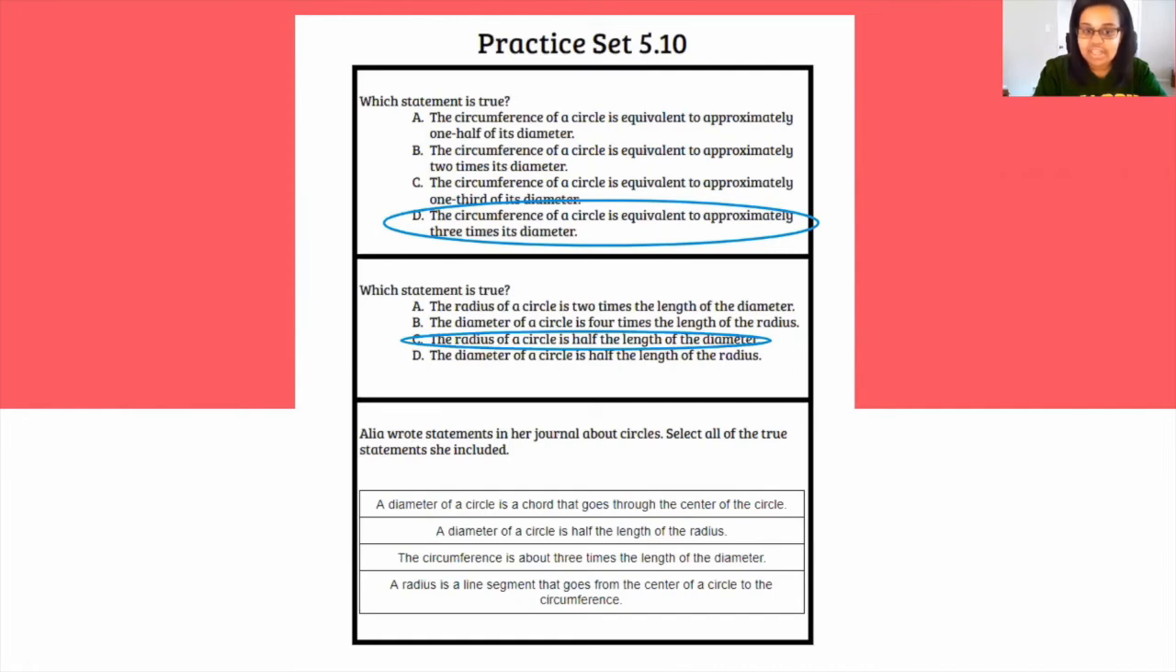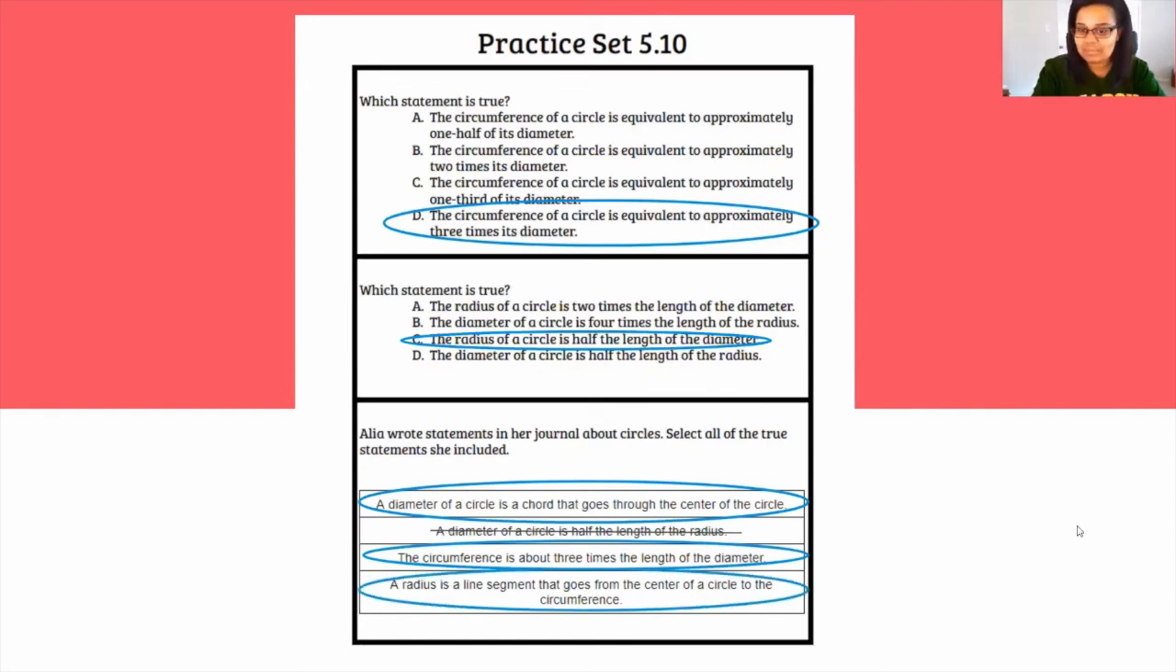For question 3, the first one, a diameter of a circle is a chord that goes through the center of a circle. That was true. A diameter of a circle is half the length of the radius. That one was not true. It's the opposite. A radius of a circle is half the length of the diameter. The circumference is about 3 times the length of the diameter. That one was true. And finally, a radius is a line segment that goes from the center of the circle to the circumference. That one was true also.